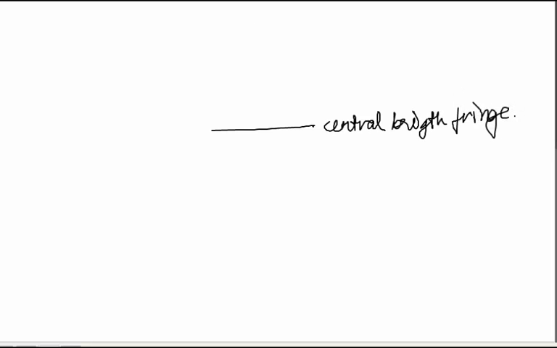So fringe width, for example, this is the central bright fringe. So basically we are going to define what is fringe width, which is denoted by beta. It is the distance between any two consecutive maximas or any two consecutive minimas.